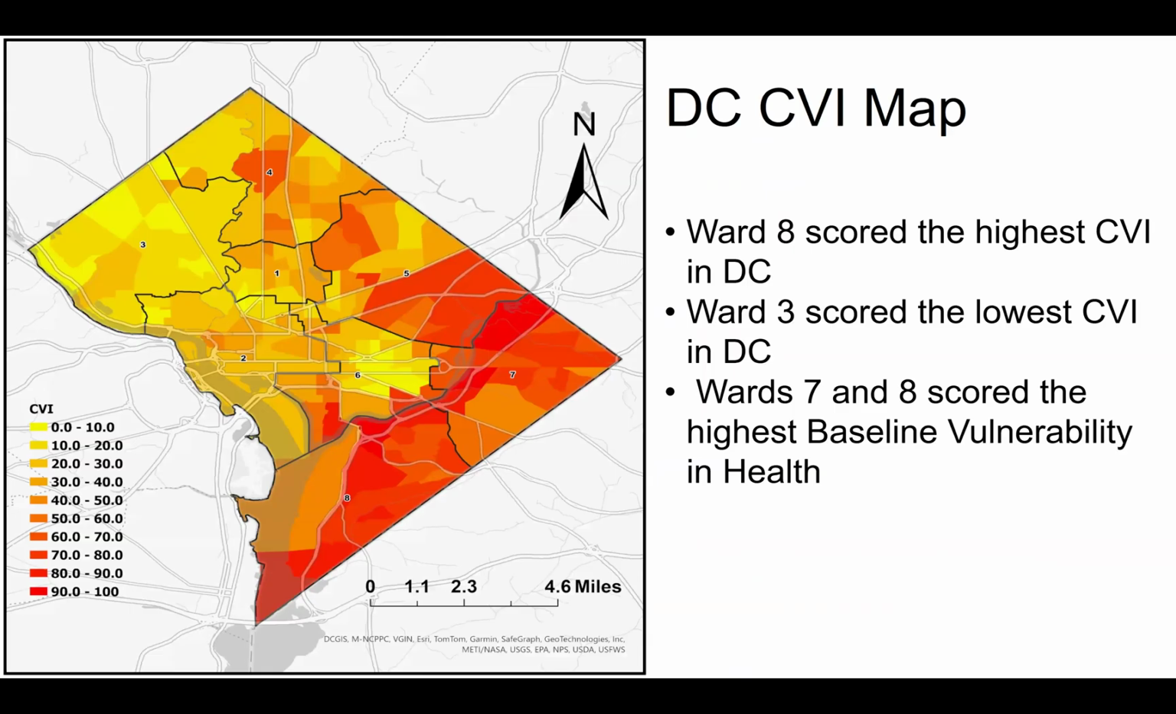What about in DC? As you can see, DC has 8 wards. Ward 8 scored the highest CVI score compared to the others. Ward 3 scored the lowest CVI. This means the southeast part and northeast part of the city have the highest score compared to the northwest part of the city.